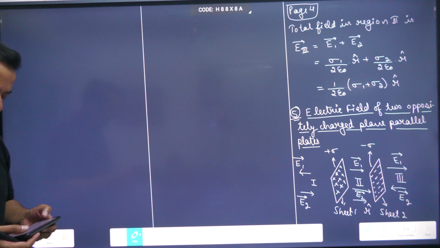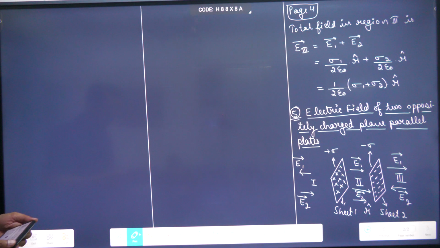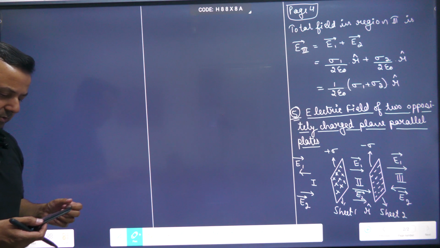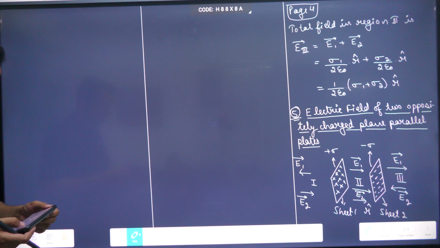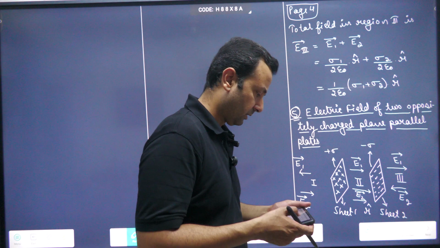Now, as shown in the figure, I am on the last line of page number 54. As shown in the figure, consider two thin parallel sheets having uniform surface charge densities plus minus sigma. Suppose R vector is a unit vector pointing from left to right.